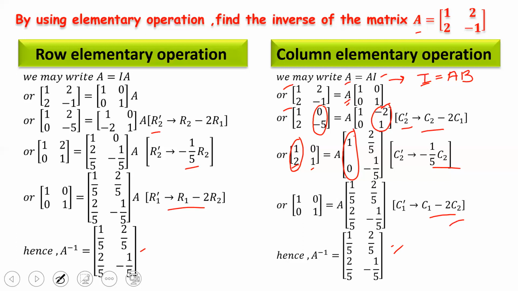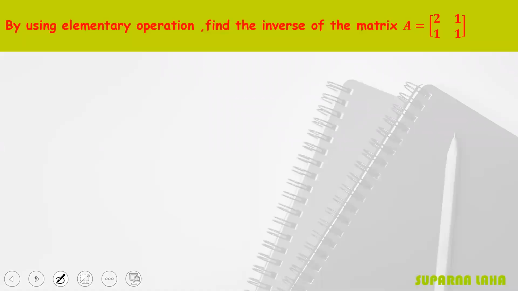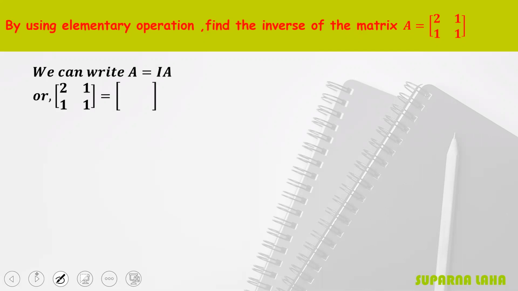So let us take another problem. Find the inverse of the matrix 2 1 1 1, a 2 by 2 matrix, using the elementary operation. I'm choosing the row operation. A is equal to identity into A. So our first work is to write down A as 2 1 1 1 and I as 1 0 0 1, into A.